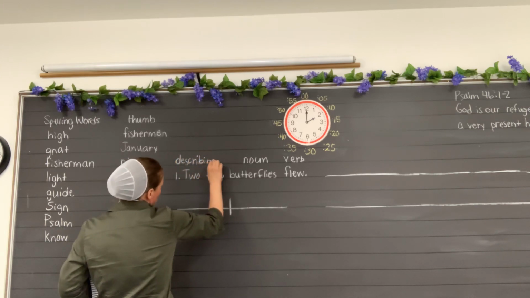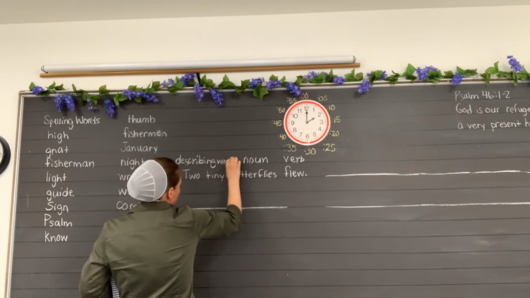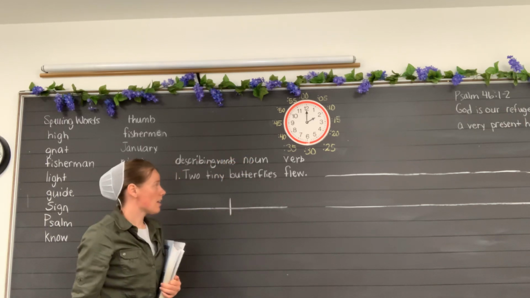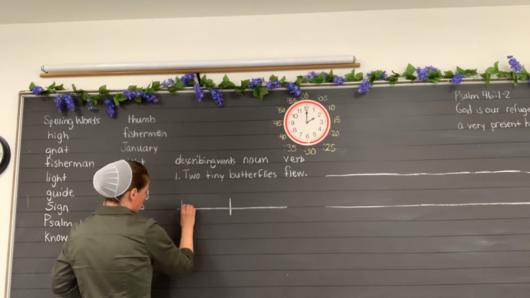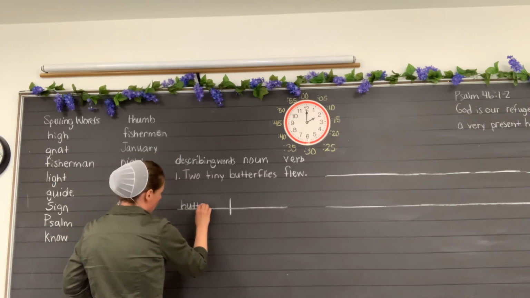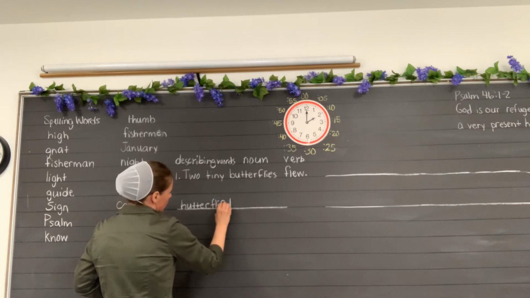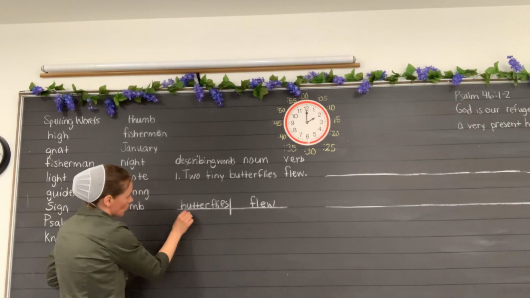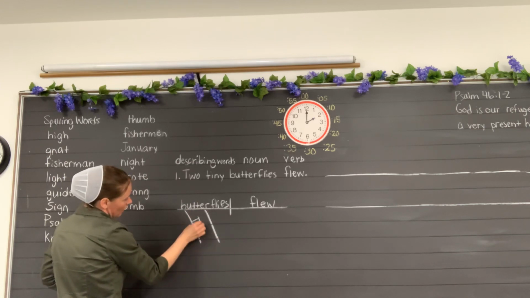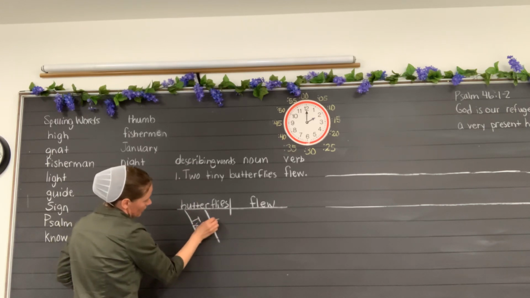And describing words, they describe the noun. So noun goes in the first line. Butterflies is the noun. And flew is the verb. That comes over here. And then 2 and tiny come underneath butterflies.